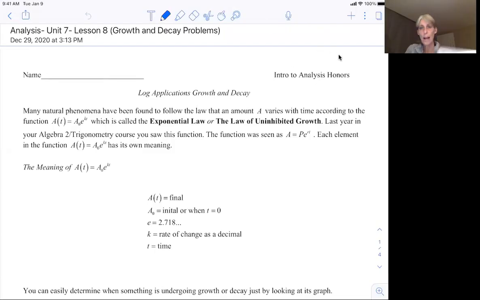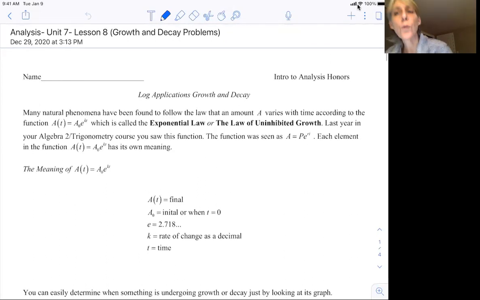Hey guys, we're back today and we're on Unit 7, Lesson 8. Today we're going to be dealing with another day of log word problems. This time we're going to be dealing with growth and decay type problems.